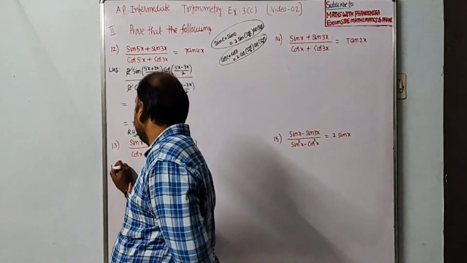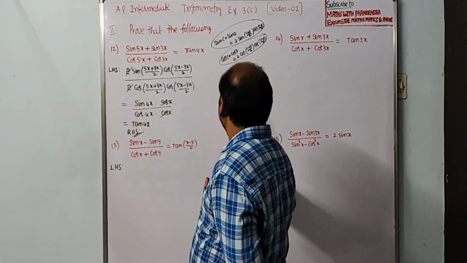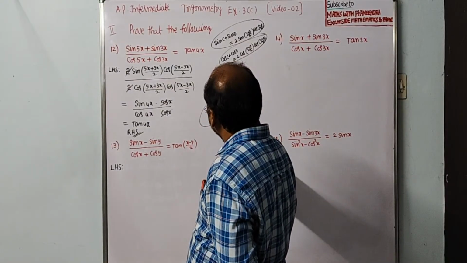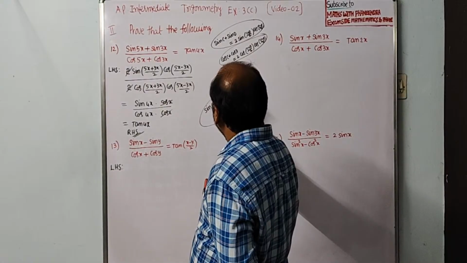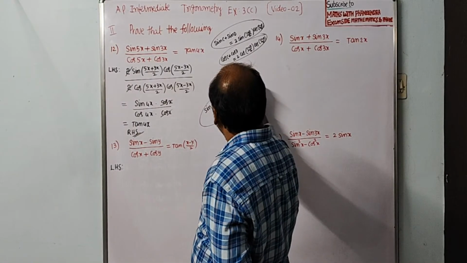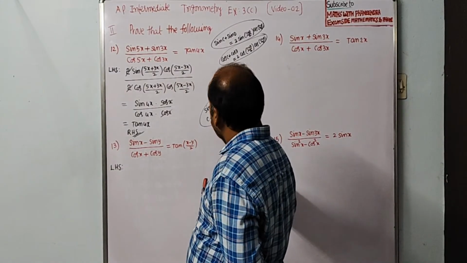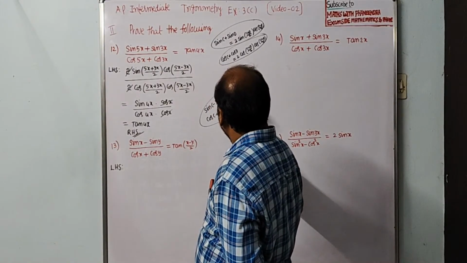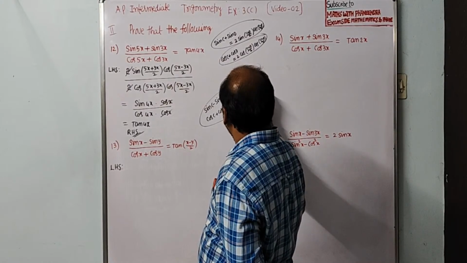Even here also the same procedure we are following. Sin c minus sin d is 2 cos c plus d by 2 sin c minus d by 2. Cos c plus cos d is 2 cos c plus d by 2 cos c minus d by 2.